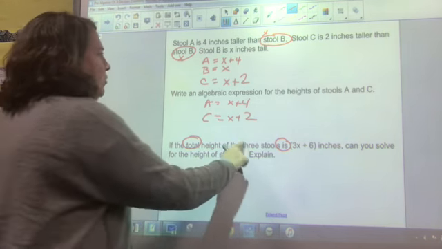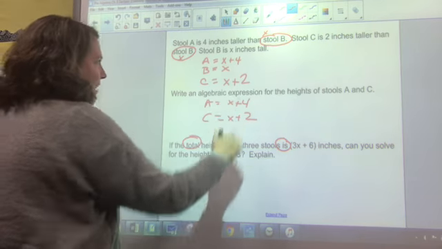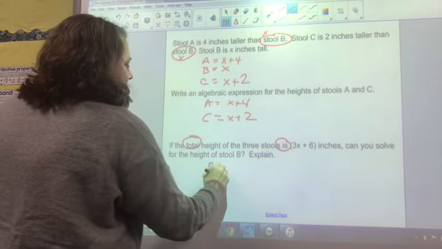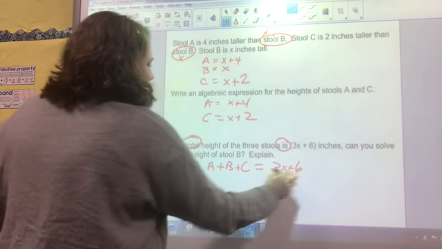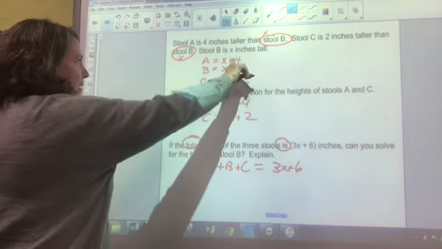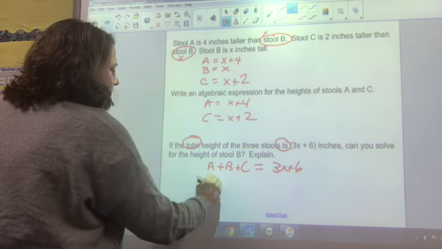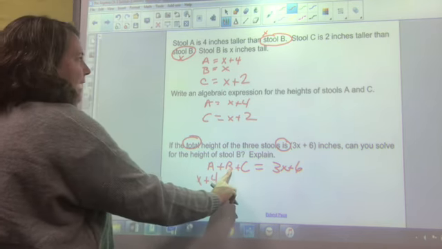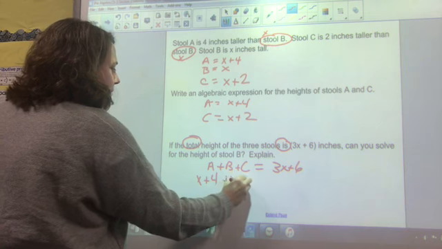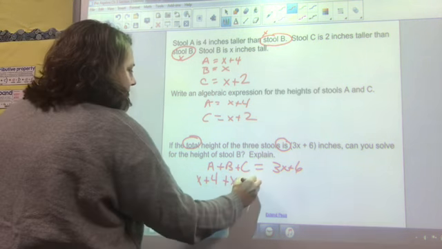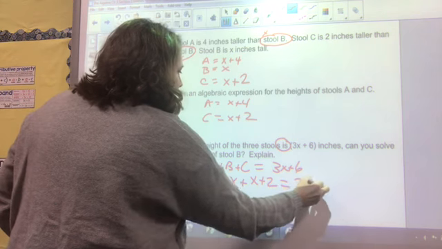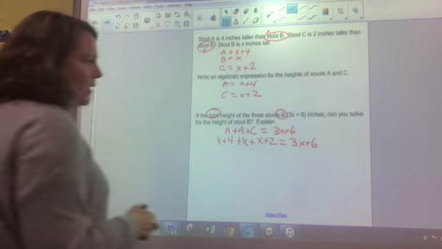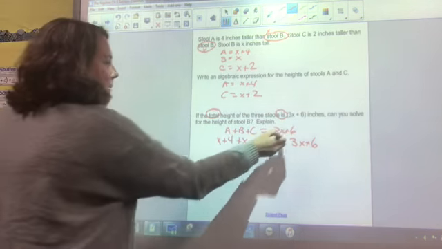The total height of the three stools. That means I'm going to have to add them all together. A plus B plus C is 3x plus 6. What's the height of stool A? X plus 4. Plus, what's the height of stool B? X. Plus, what's the height of stool C? X plus 2. That's equal to 3x plus 6. I'm going to solve this equation now. At least I'm going to try to.